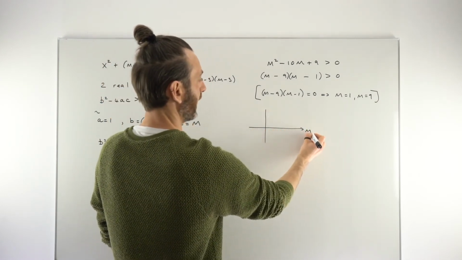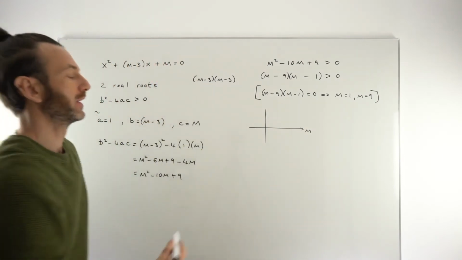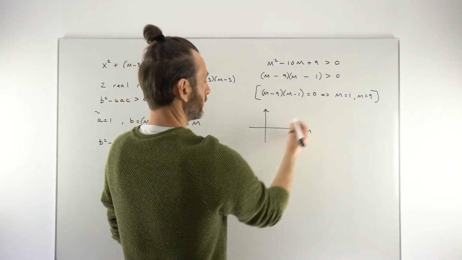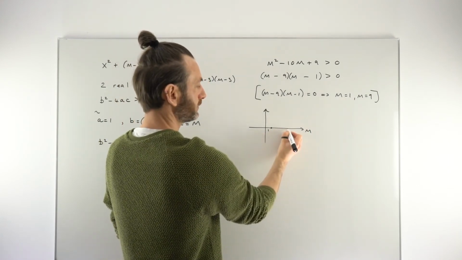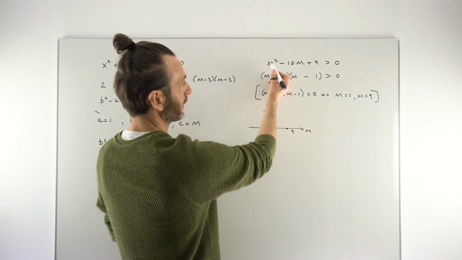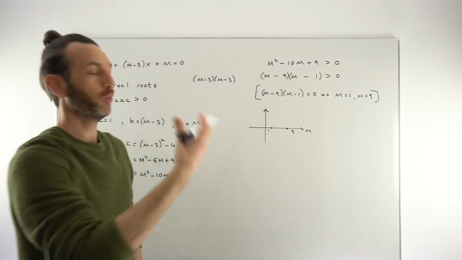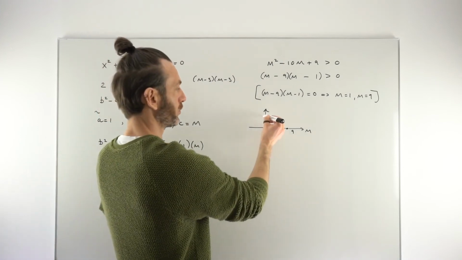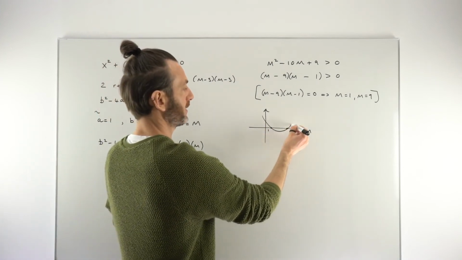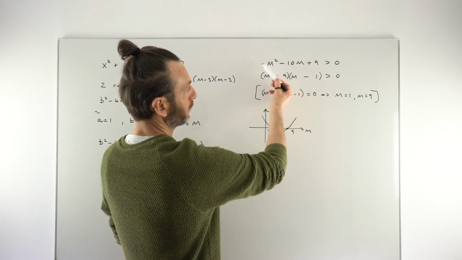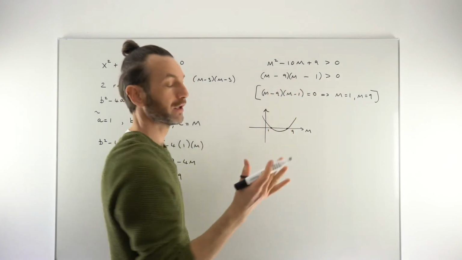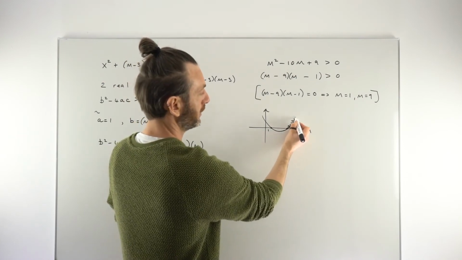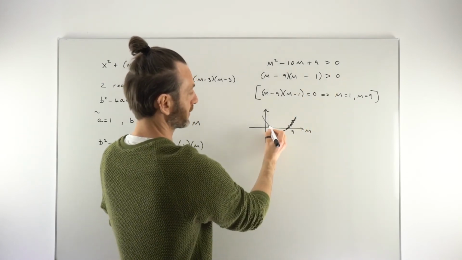If you imagine this being the m-axis up here, and then whatever your vertical axis would be, y or something, marking on these 2 points at 1 and 9, bearing in mind that this trinomial is a quadratic, so it would make a parabolic shaped graph, which would go something like this. We want where the quadratic is greater than 0. Greater than 0 means above the x-axis, so we're looking at this part here, and that would carry on forever up the way, and the same with this part here.